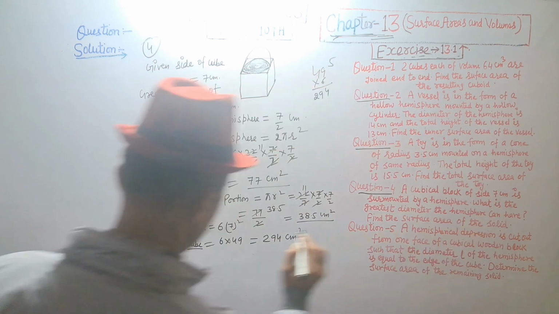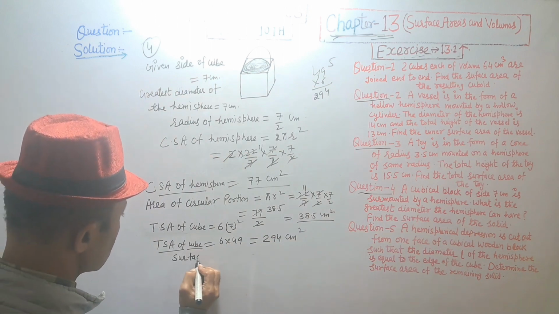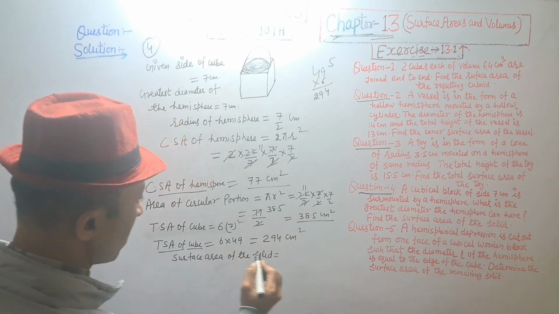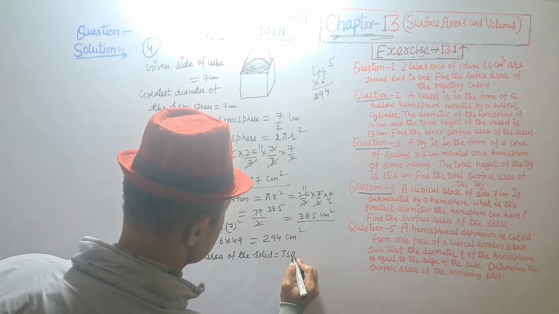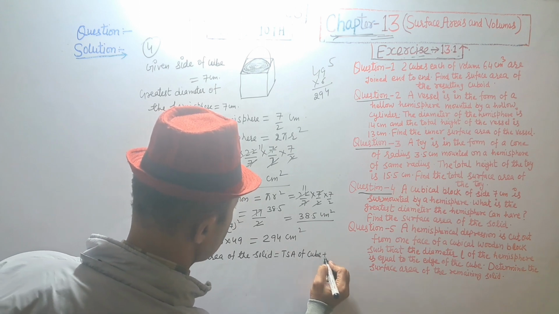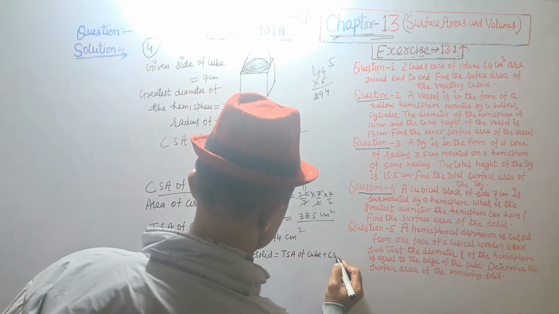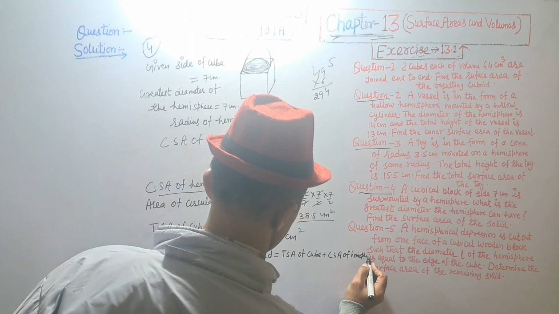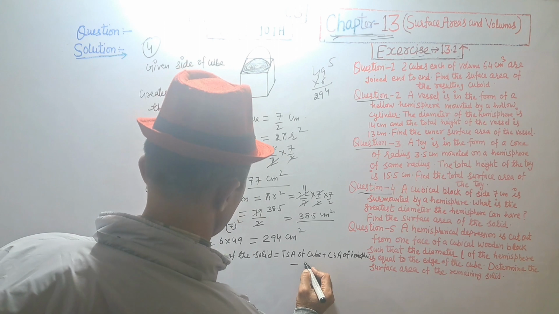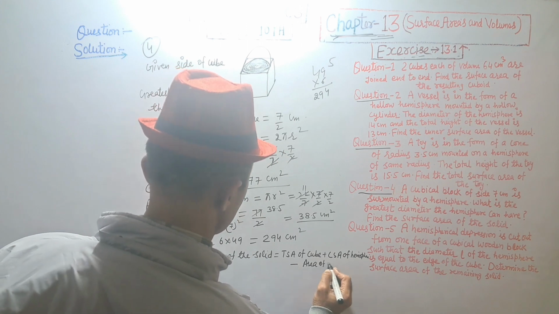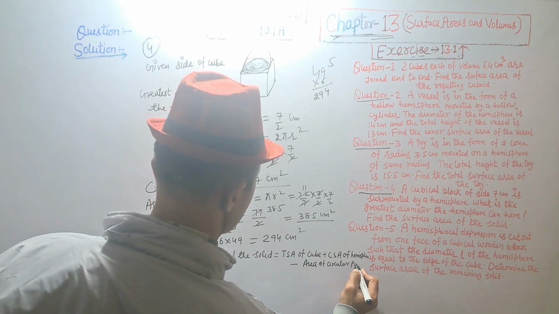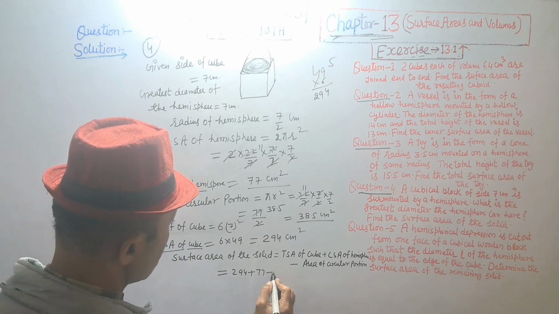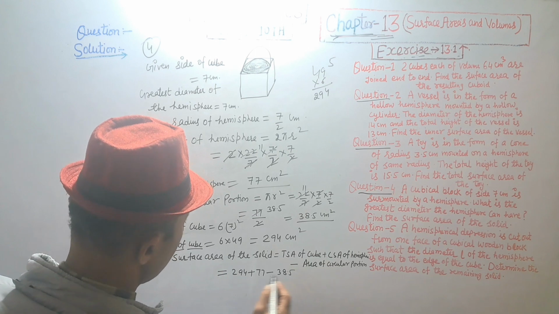Find the surface area of the solid. Surface area of the solid is equal to total surface area of cube plus curved surface area of hemisphere minus area of circular portion, that is equal to 294 plus 77 minus 38.5.